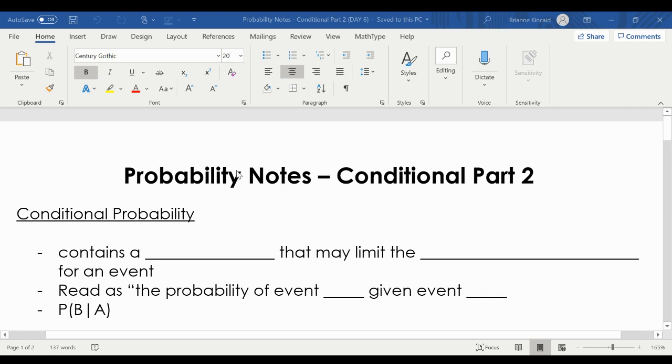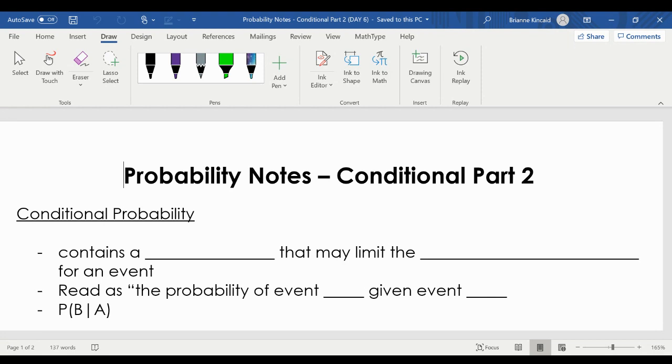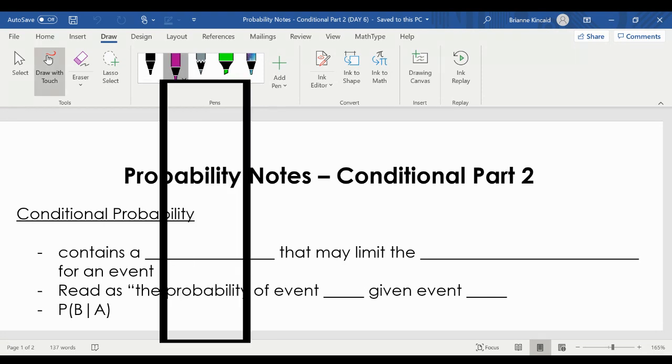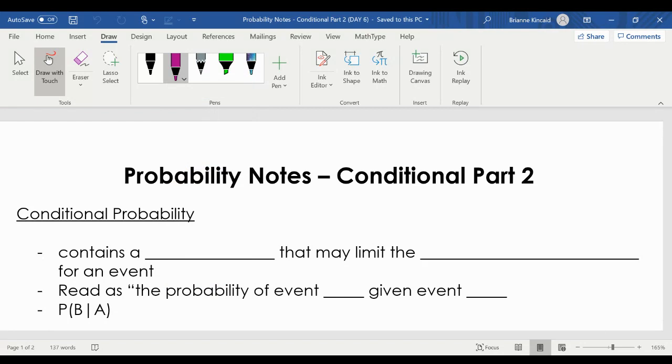Hey guys, this is part 2 of your conditional probability video, just to show you other ways you can see conditional probability besides the two-way tables. So remember, conditional probability contains a condition that limits the sample space. Essentially, you're changing the denominator in your fraction. You're not using the total people or the total things in the survey. You are making it smaller based on whatever condition you're given.